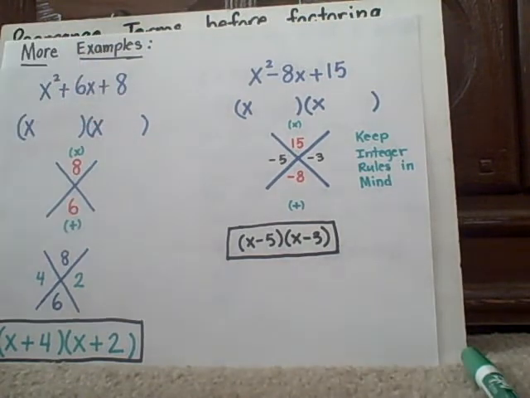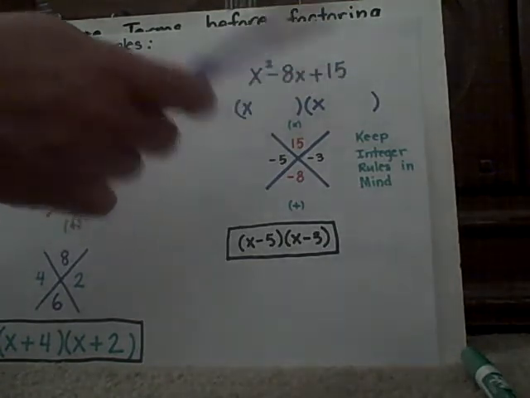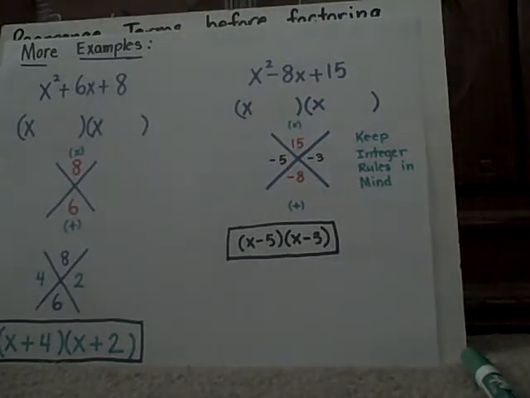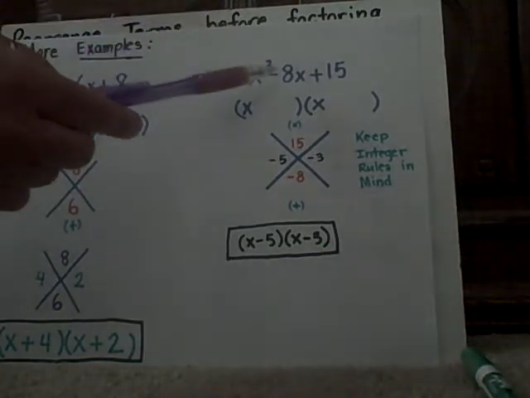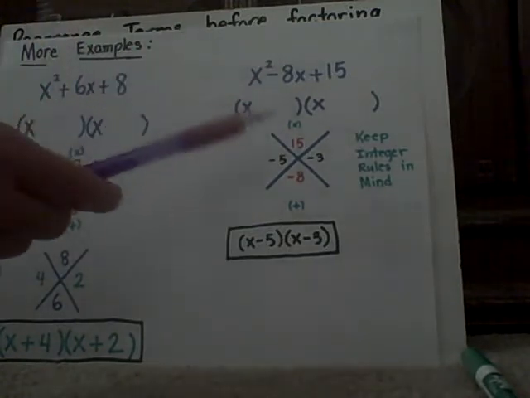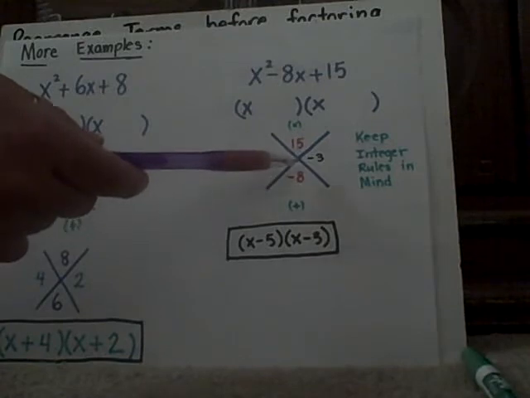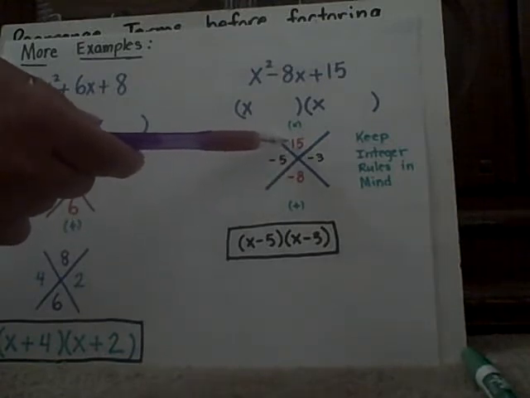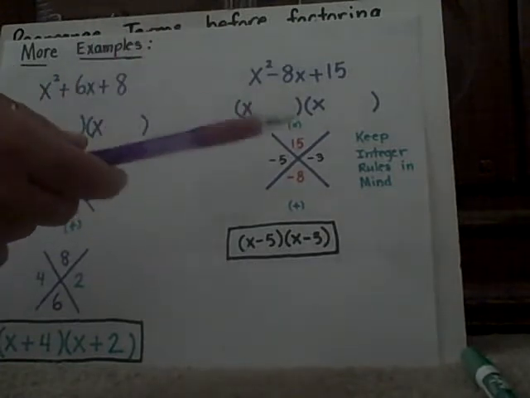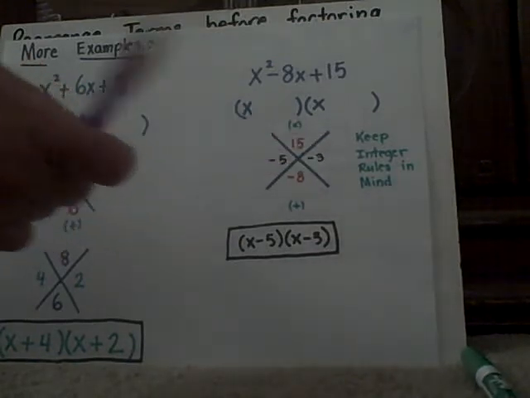Let's take a look at the third example. x squared minus 8x plus 15 is this example. We have to be really careful to keep in mind the integer rules because now we have a negative 8 here. We have to ask ourselves what two numbers multiply to get a positive 15 but add to get a negative 8. The only way I can get a positive product is if both of the numbers are positive or both of the numbers are negative. Since the sum is a negative number, it tells me that both of those numbers have to be negative.